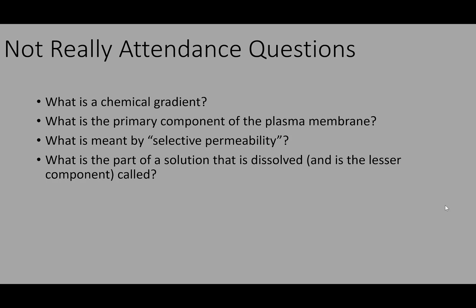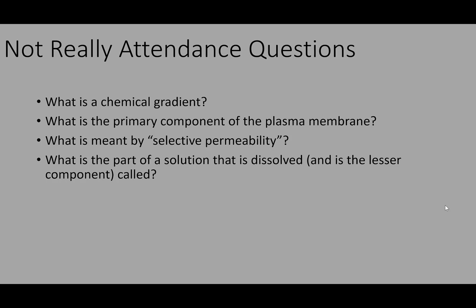So let's take a look at these to see if we got them correct. First, what is a chemical gradient? Well, another term that you will hear that means the same thing is a concentration gradient. It just means there's more quantity of something in one area than there is in another area. Maybe there's more sodium in one area than there is in another. Maybe there's more glucose in one area than there is in another area. Those are chemical gradients or concentration gradients.